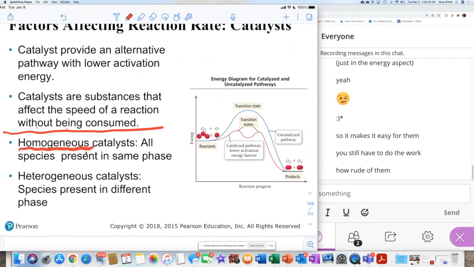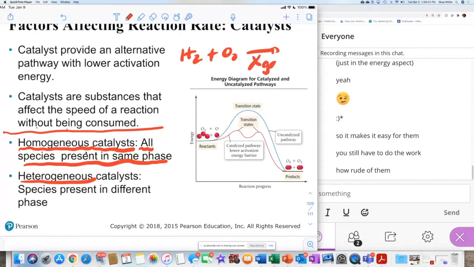Here, we have homogeneous and heterogeneous catalysts. Homogeneous just means the catalyst you're using has the same phase as the reactant. If the reactants are gases, say H2 and O2, the catalyst also has to be a gas. Whatever it is, let's say X, it has to be a gas, right? That will be homogeneous. Heterogeneous catalyst means the catalyst is a different phase from the reactant, so it may be a metal when the reactants are gases. So you want to be aware of that terminology.